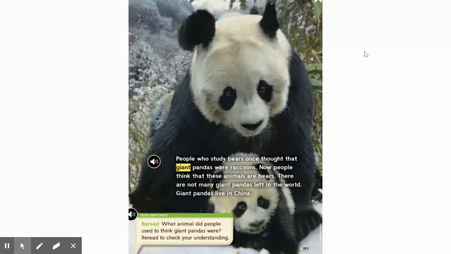This page was about panda bears and how people used to think that giant pandas were raccoons because they had similar facial features. So again, this is a great piece of information and a fact about pandas, but it is not about all bears and baby bears. So I am not going to include this information in my key details.